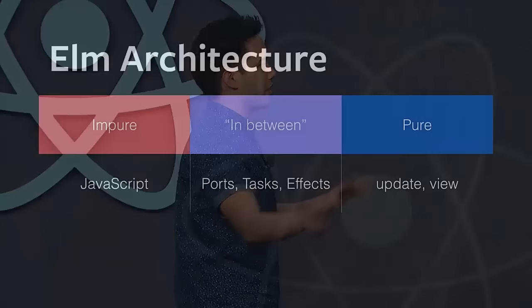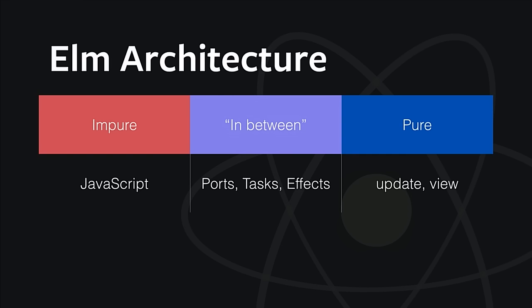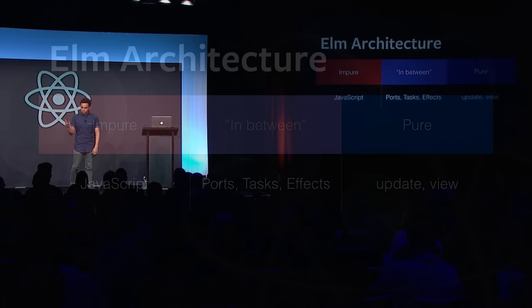And again, we have this chart. The impure part of Elm is, again, these aren't perfect columns, but you call out to JavaScript whenever you want to do something impure, usually. You have these abstractions called ports, tasks, and effects, which I can't go into right now, but those are the in-betweeny things that coordinate between the pure part and the impure part. And the pure part, as I discussed, is the updates and the views. Wow, I am actually over time.